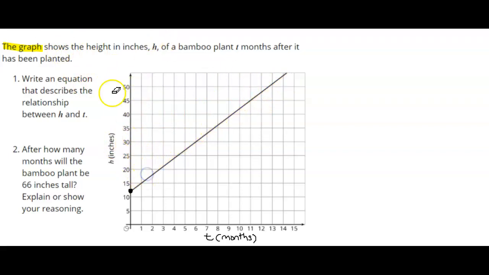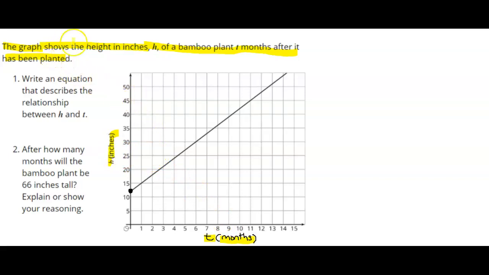So now we know. It says the graph shows the height in inches, so that's right here, height in inches of a what? Well, a bamboo plant at T months, and that's down here. Looks like T months. So that's why here we have T months after it has been planted. So what's the relationship here? It looks like the amount of months this bamboo plant has been growing to the actual height it's going to get.